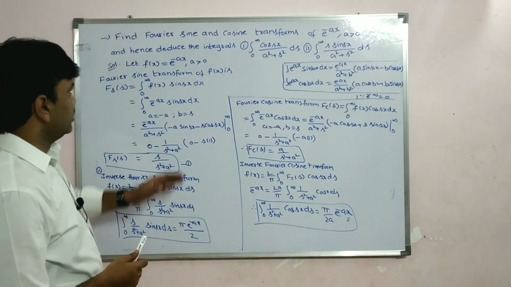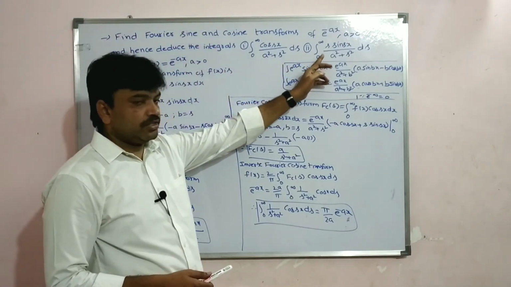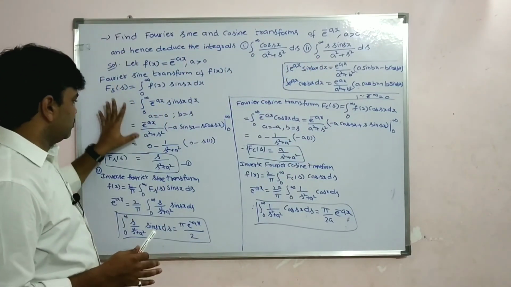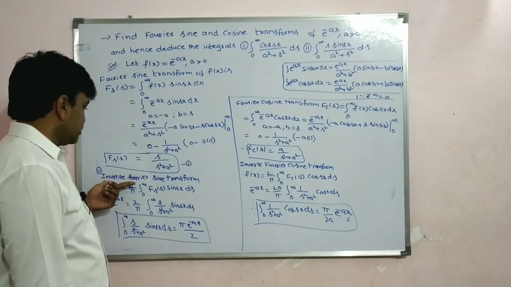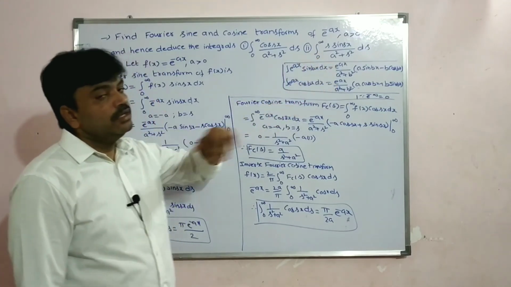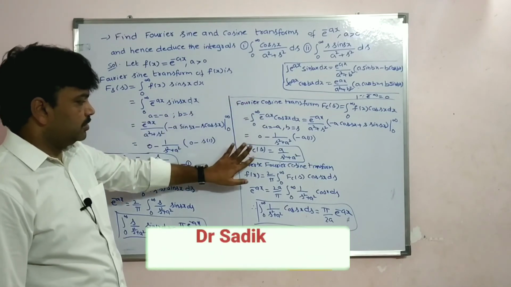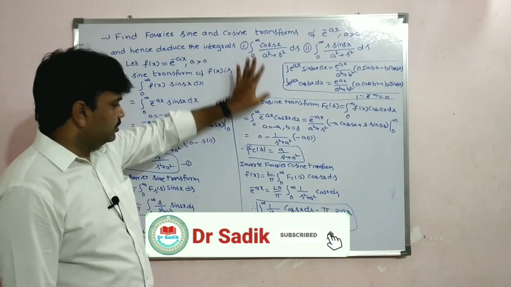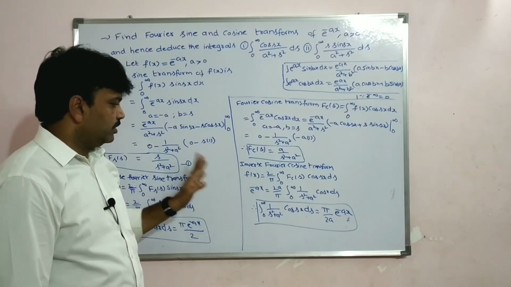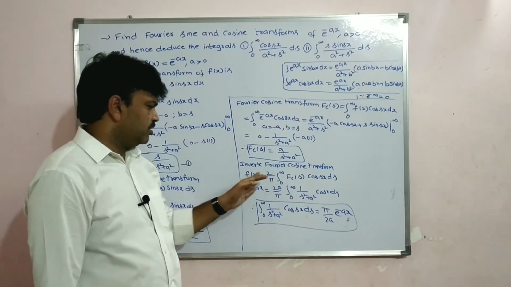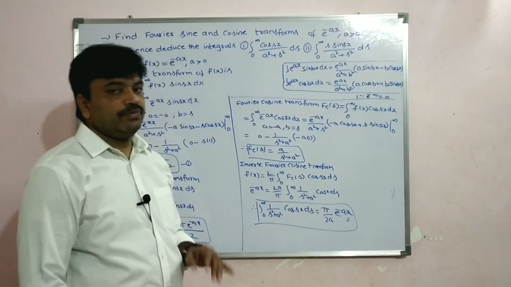Once again, first I find the Fourier sine transform, corresponding to which we evaluate this integration. Simply write the formula, substitute here, we get the final Fourier sine transform. By applying the inverse Fourier transform, we can evaluate this integration. Similarly, find the Fourier cosine transform like this. To evaluate this integration, apply the inverse Fourier cosine transform. So f of x is equal to, write down the formula, substitute here, finally I got pi by 2a e power minus ax.